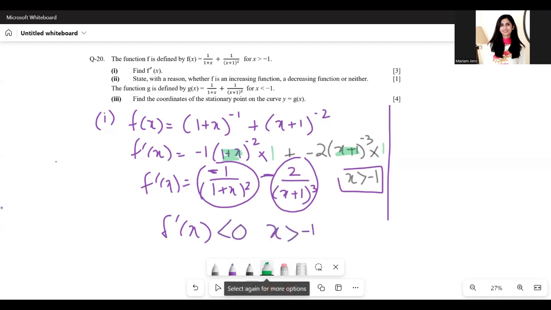If you're unsure, just take a couple of values of x that are greater than -1. For example, 0, 5, 8, and substitute that value of x here and see whether you're getting a positive answer or a negative answer. You're going to get a negative answer every time. So f'(x) is less than 0 when x is greater than -1. Hence, it's a decreasing function.